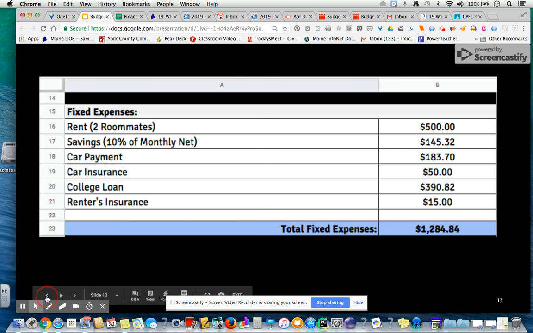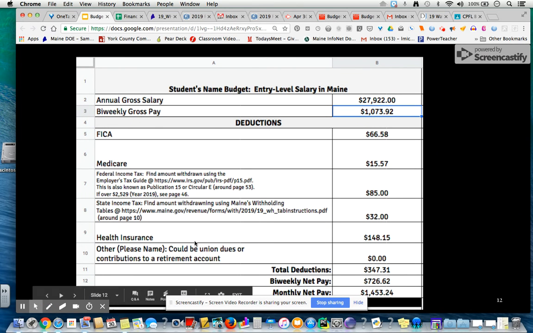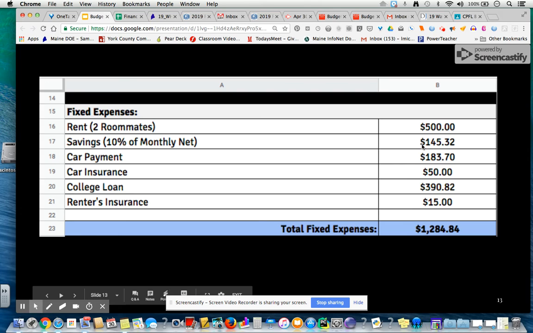So if we just backtrack to the net pay, it's going to be taking the net pay, which is in cell B13, and multiplying it by 0.10. So that's what we're going to try to do, is save 10%. So that's that amount. This is just an estimation of a car payment. We'll do something more thorough on this later on. Car insurance, college loan, and renter's insurance for your belongings.